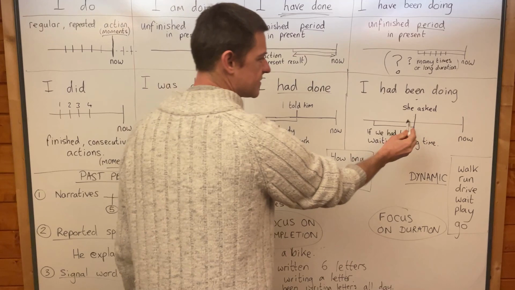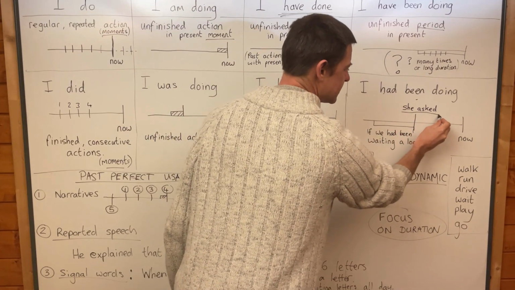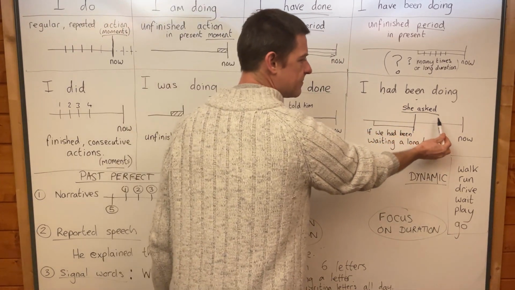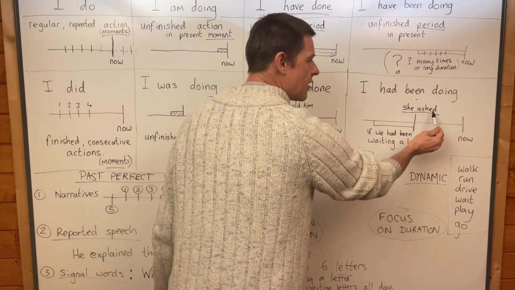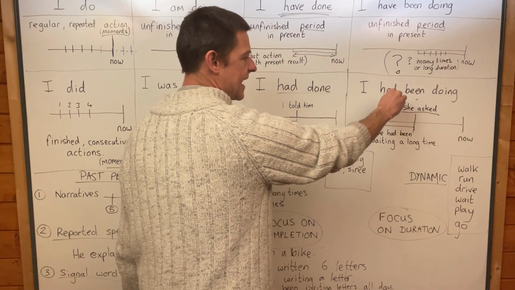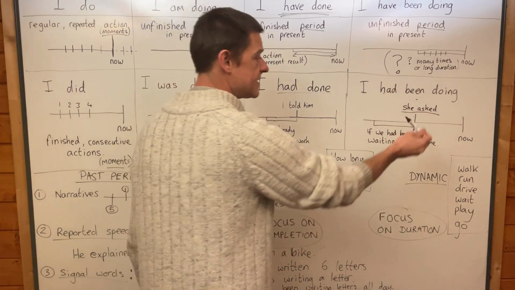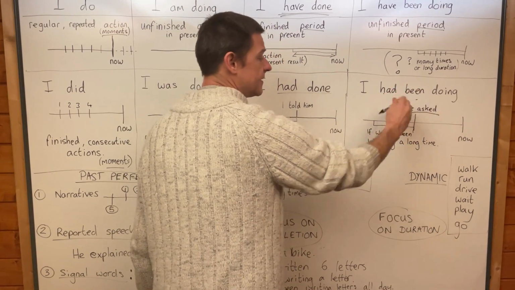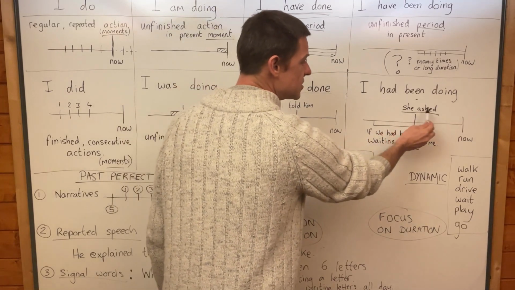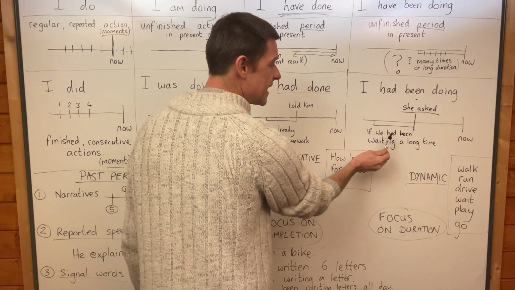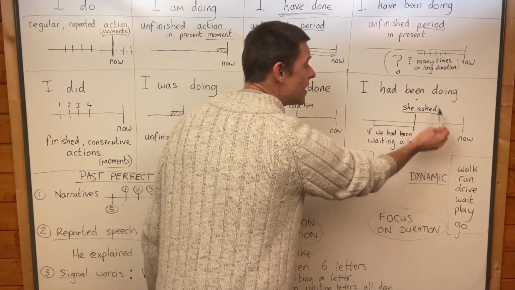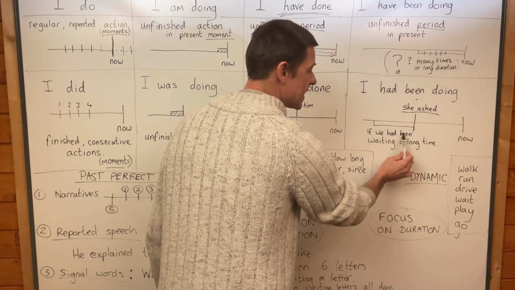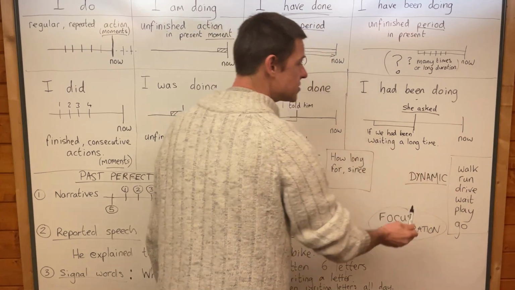Look at the following sentence. She asked. Now, that's past simple, so it's not now, it's earlier than now. But she asked about something that happened even earlier than she asked. So she asked if we had been waiting. This had been waiting happened earlier than she asked. She asked if we had been waiting a long time.